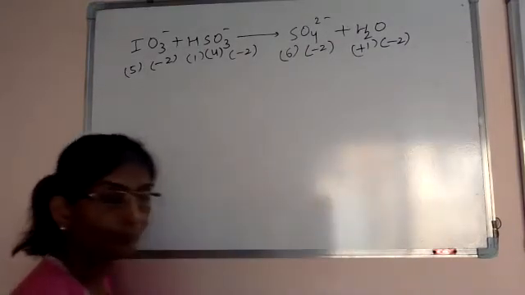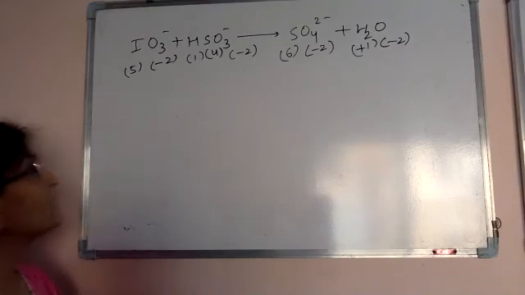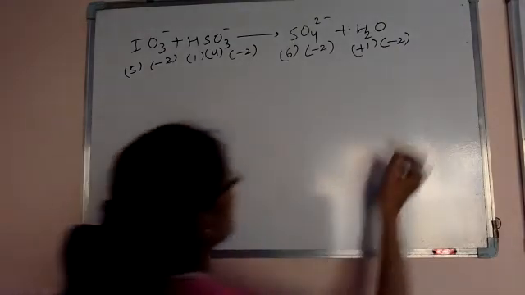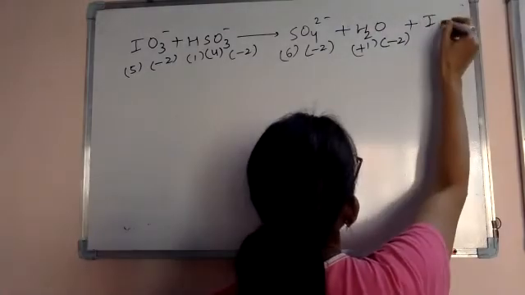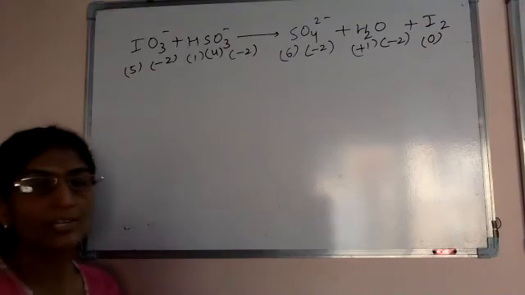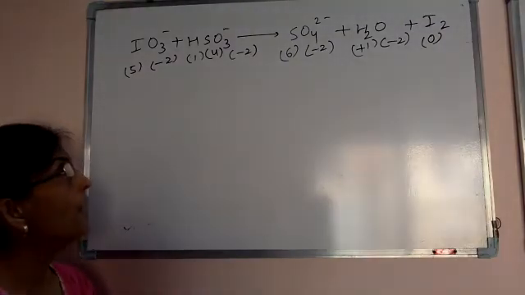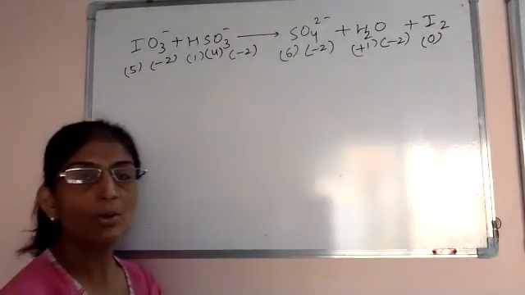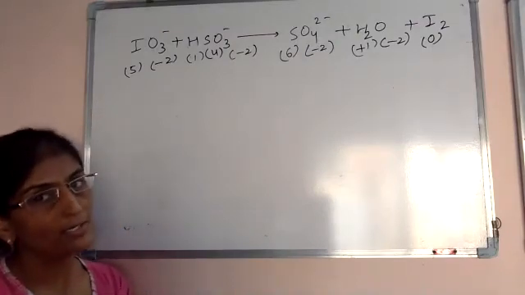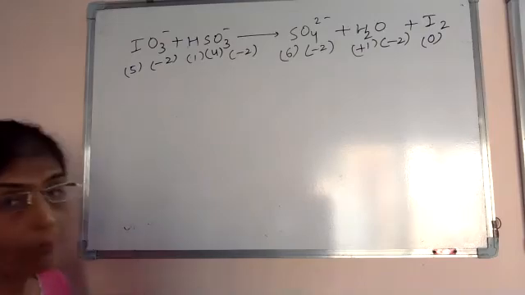Now you know how to write oxidation numbers. So IO3 minus में iodine का +5 और इधर I2 लेना है. And I2 में iodine का oxidation number 0. Hydrogen and oxygen oxidation number not changing, only sulfur and iodine oxidation number changing. Clear?